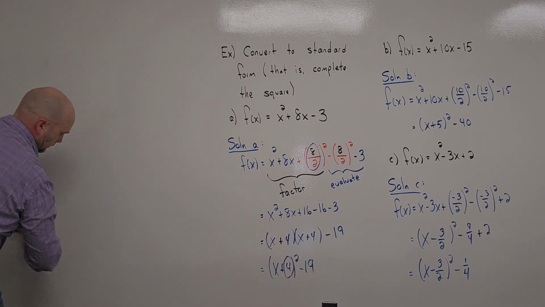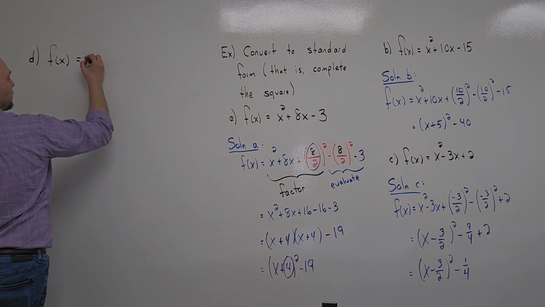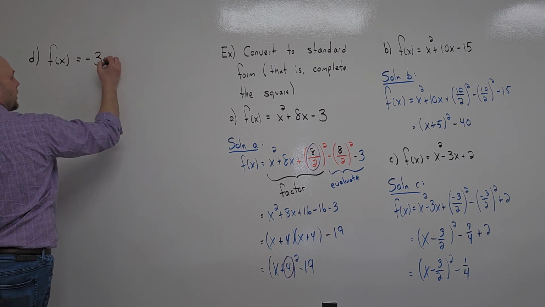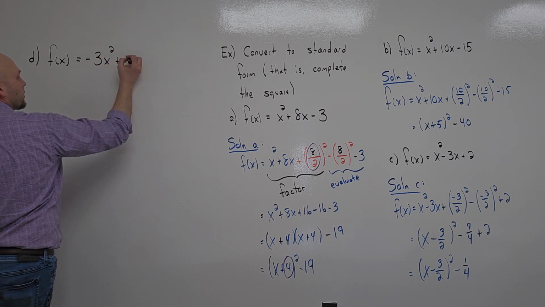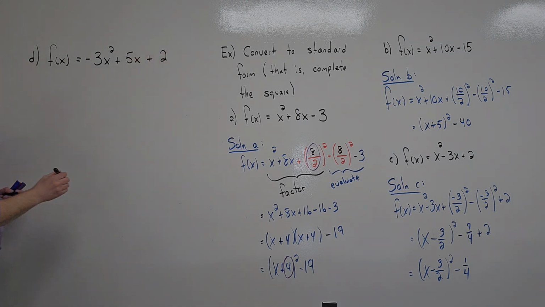All right, that was part C, so part D. f of x is equal to negative 3x squared plus 5x plus 2. Solution for part D.